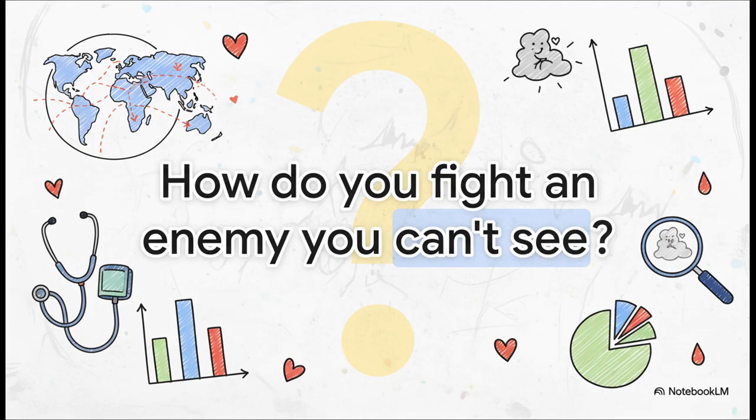Hypertension gets called the silent killer for a reason. Most of the time, there are no obvious symptoms. That makes it a really tricky adversary. You can't fight it head-on. You have to fight it with data, with surveillance, and with a deep understanding of the clues it leaves behind.